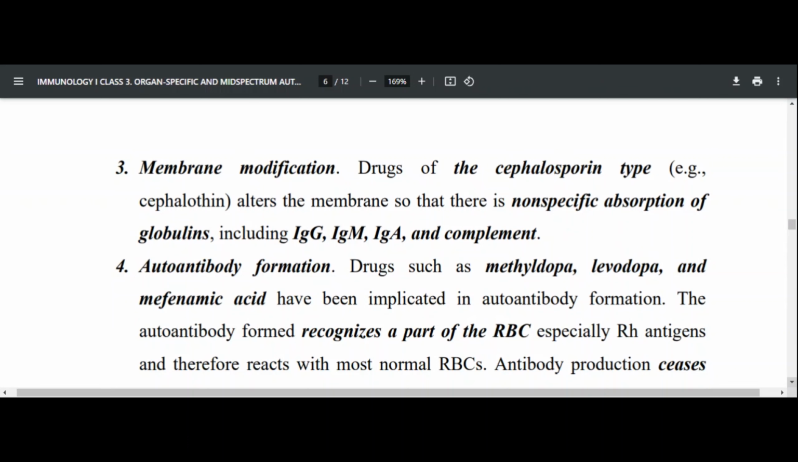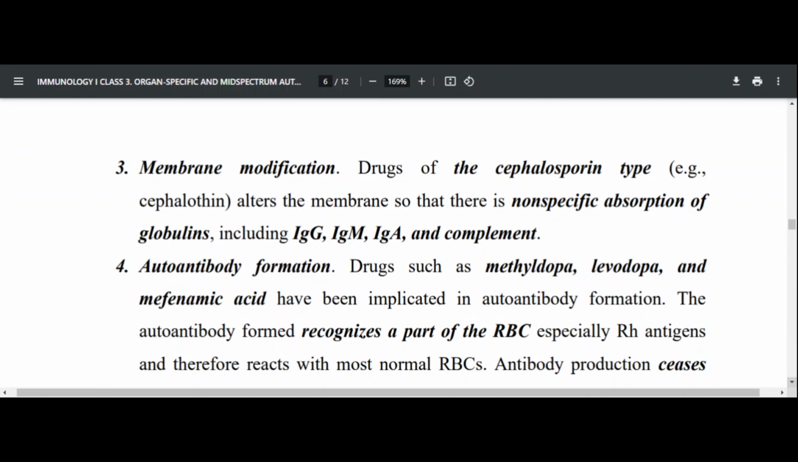When it is taken, it will destroy, alter, or disturb the membrane of the red blood cell, which is going to recruit attachment of some antibodies on the red blood cell because of membrane modification, and eventually activation of complements. This will also lead to destruction of cells because of complement activation.